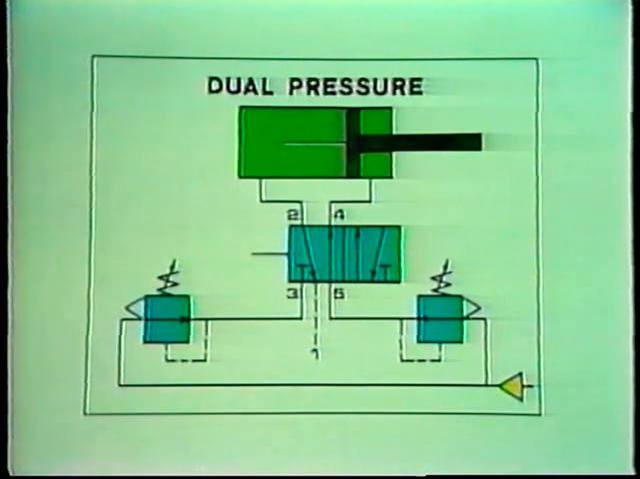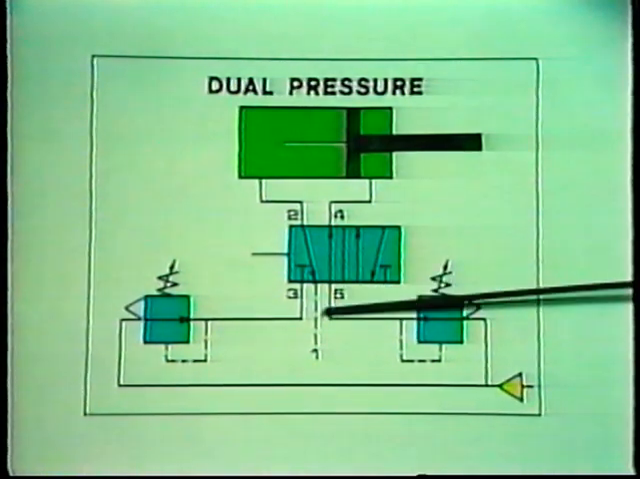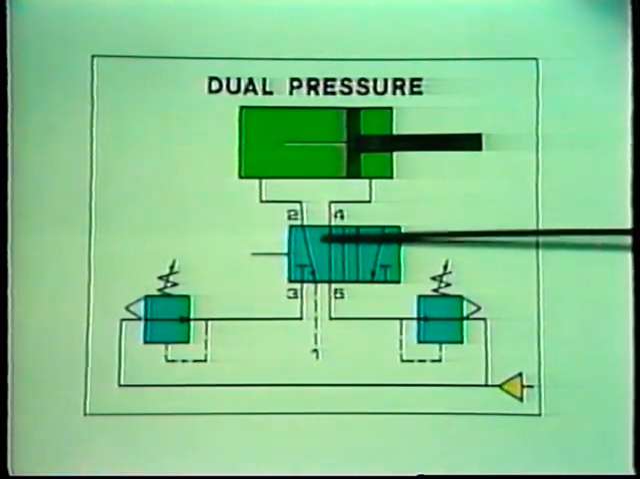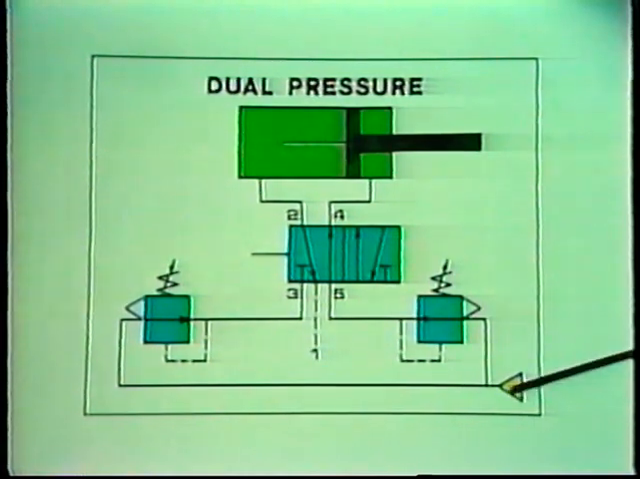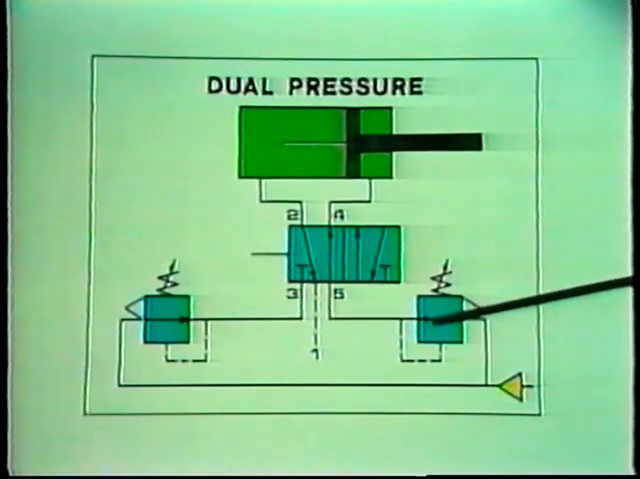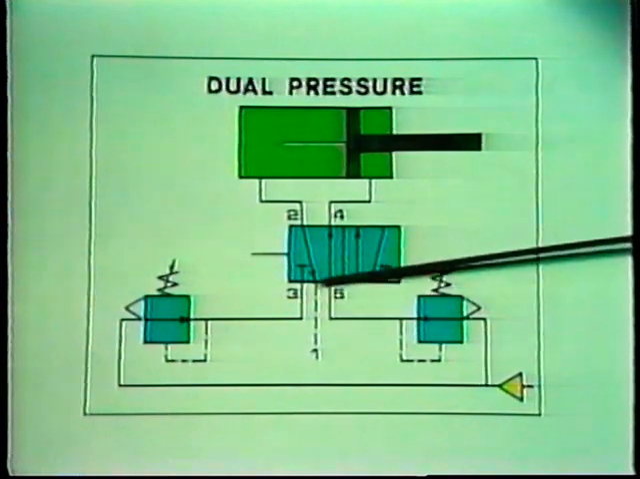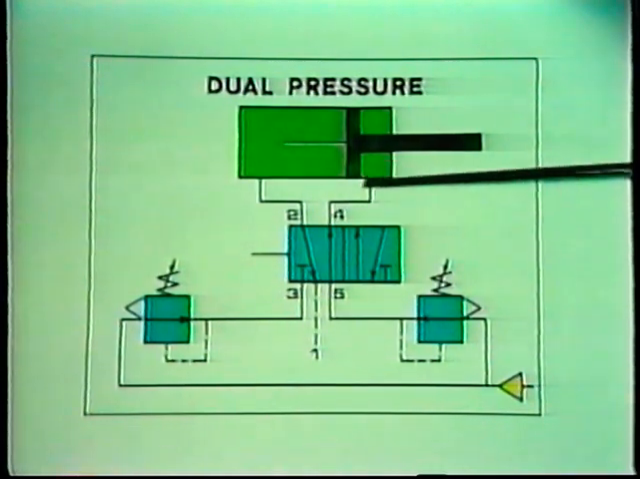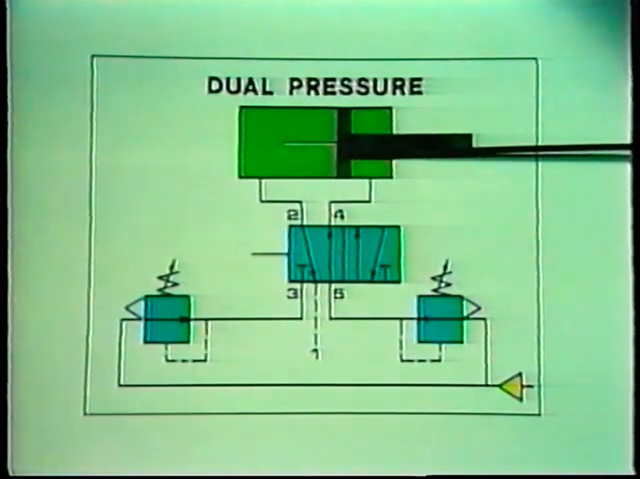You can better understand what's happening by looking at the circuit diagram again. The directional control valve is positioned so the cylinder rod will retract. Supply pressure comes in here, flows through this regulator, through the control valve, and into the rod end of the cylinder, causing it to retract.